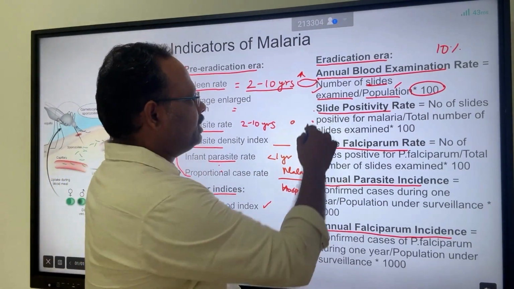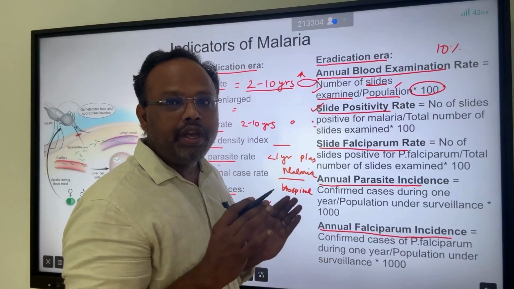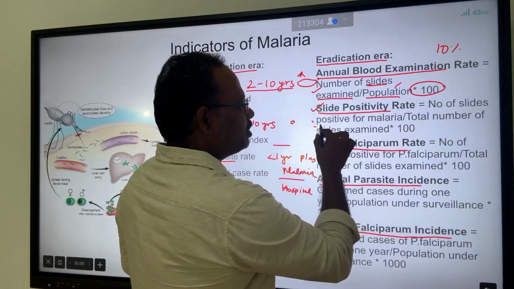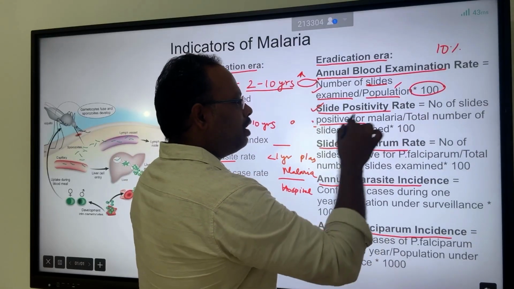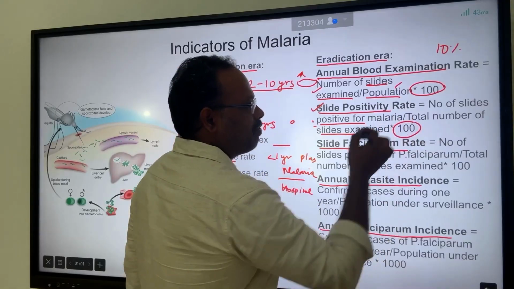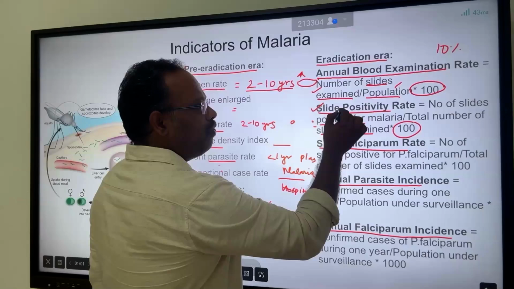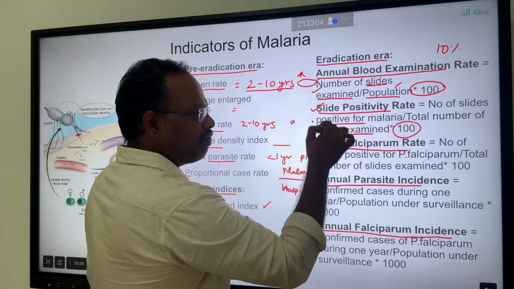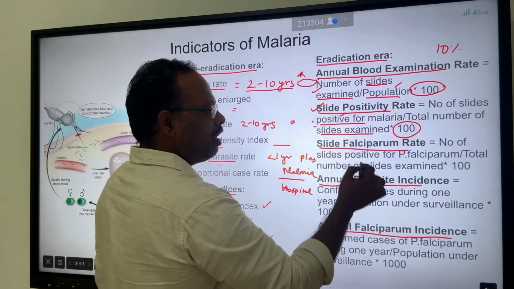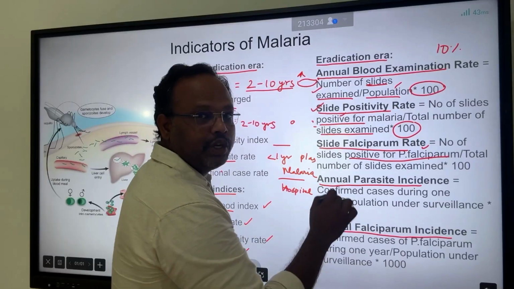Now slide positivity rate is, out of the total slides examined, how many are positive. The numerator will be the number of positive slides for malaria divided by the total number of slides examined, and it is expressed as a percentage, so the multiplication factor will be 100. In the same way, like slide positivity rate, we have slide falciparum rate. Instead of the total number of slides positive for malaria, we substitute slides positive for Plasmodium falciparum in the numerator.